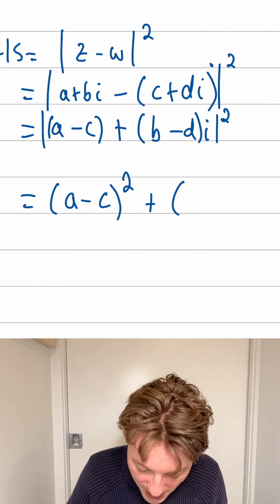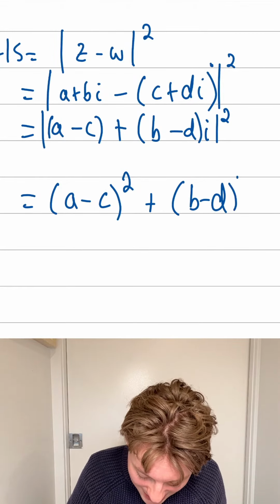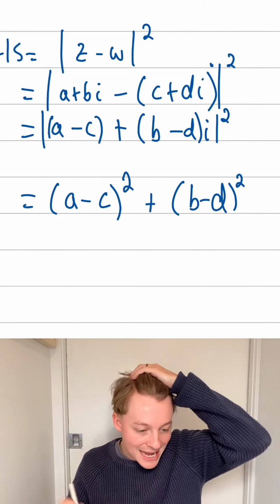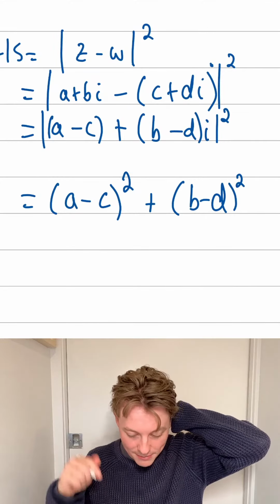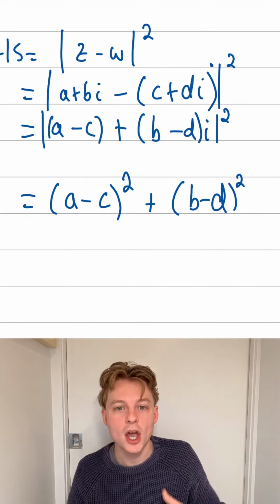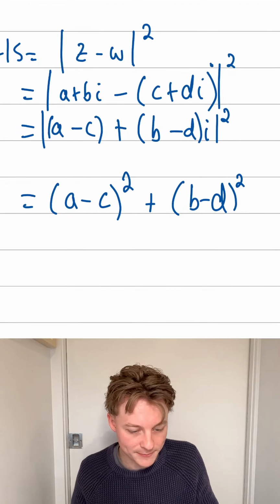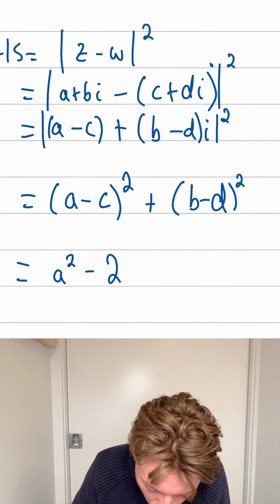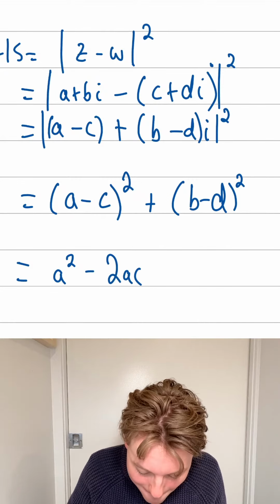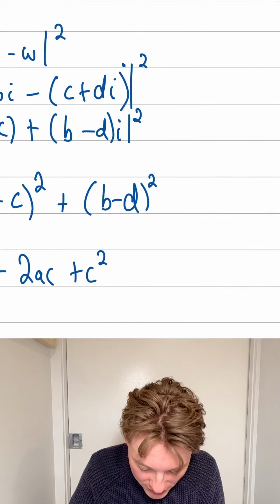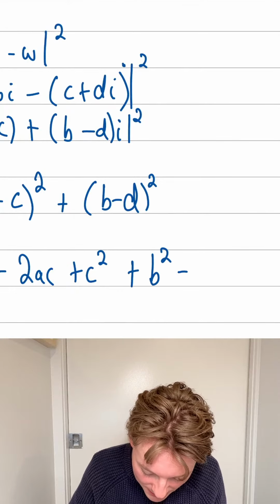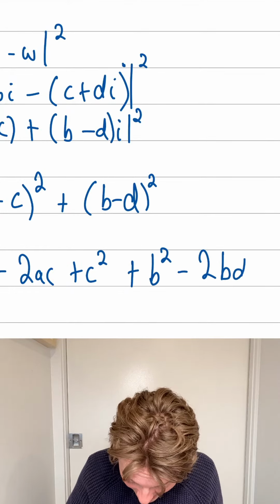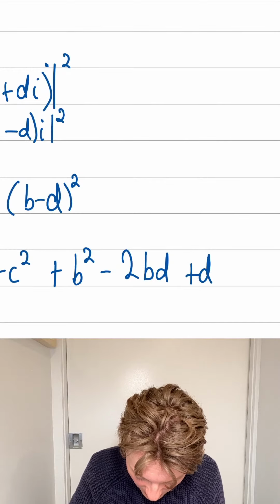Plus my imaginary part squared, that is B minus D all squared. Okay, so I get A minus C squared plus B minus D squared. Again, the I parts disappear because we are doing the modulus squared. So if I now expand everything out, I get A squared minus 2AC plus C squared, and then on this side I get plus B squared minus 2BD plus D squared.